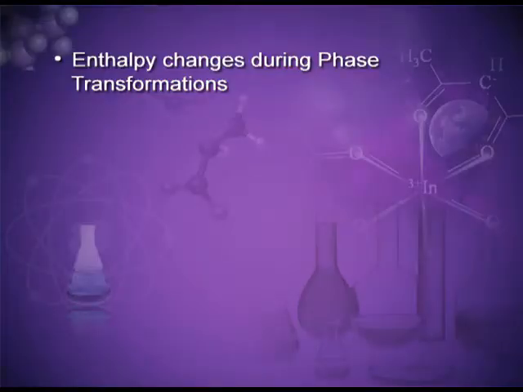Enthalpy changes during phase transformations. Phase transformation means a substance only changes its phase or state. For example, when ice melts, it changes from the solid state to the liquid state. The formula remains H2O, and the melting of ice takes place at constant temperature and constant pressure. That temperature is known as the melting point.